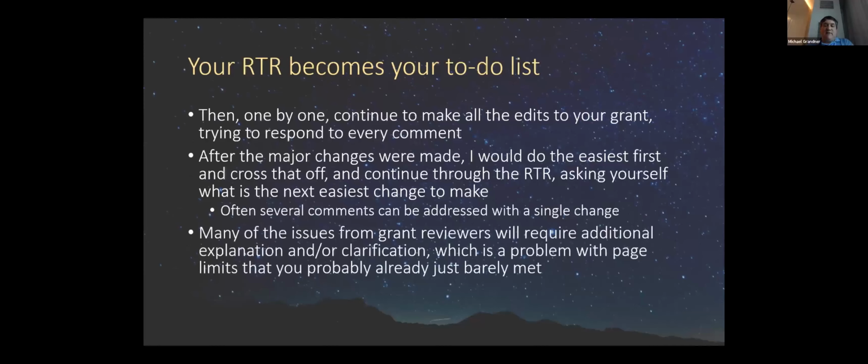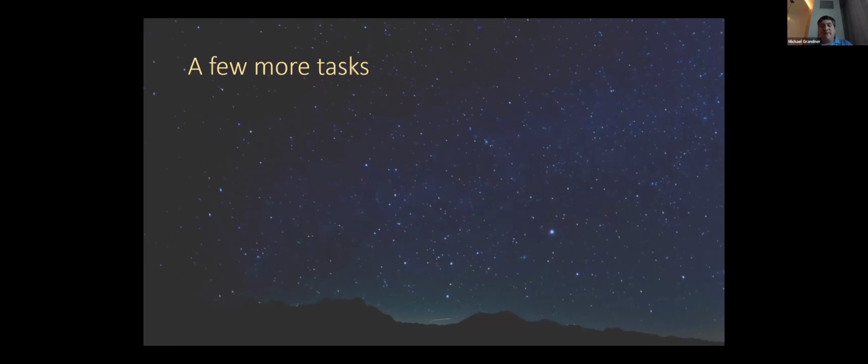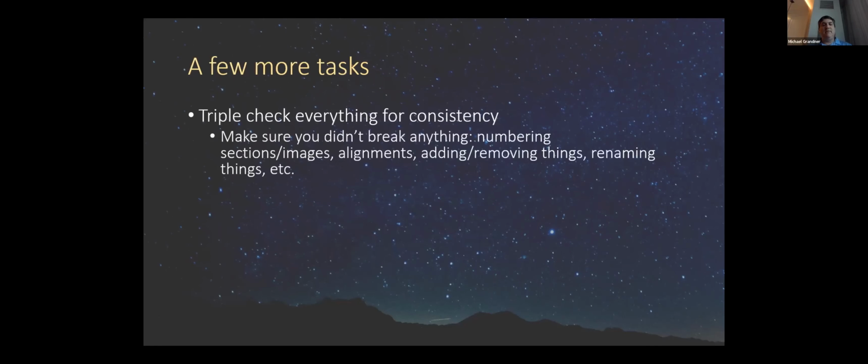Many of the issues from grant reviewers will require additional explanation or clarification, which is a problem with page limits you probably already just barely met. Don't worry about that for now. We're going to talk about that a little bit. A few more tasks to do. Triple check everything for consistency. Make sure you didn't break anything. Numbering sections or images. How many figure 2s do you have? Is figure 2 now before figure 1 or whatever?